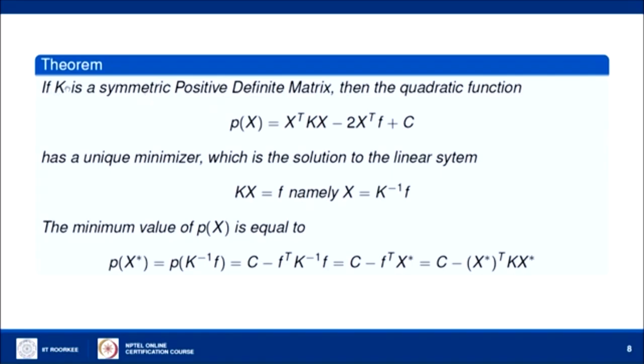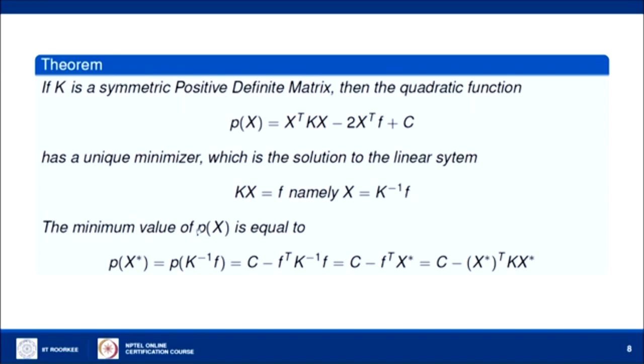Now, this is the theorem which tells us about the minimization of a general quadratic form. So, if k is a symmetric positive definite matrix, then the quadratic function p x equals x transpose k x minus twice x t f plus c has a unique minimizer. So, please note down that the unique minimization or global minima of this quadratic function depends on the property of K. If K is symmetric and positive definite, then this quadratic function will certainly have a global minima. And this global minima is the solution of the linear system Kx equals f, namely x equals k inverse f.